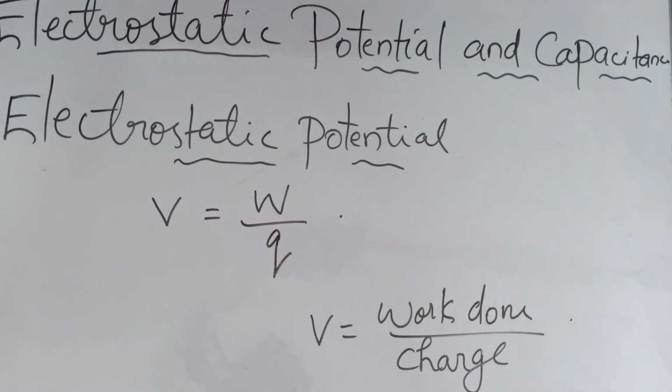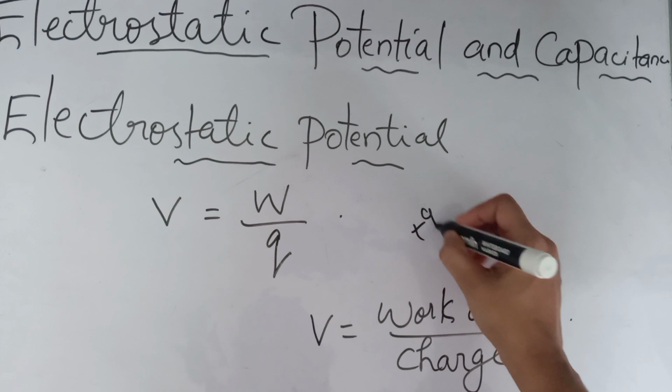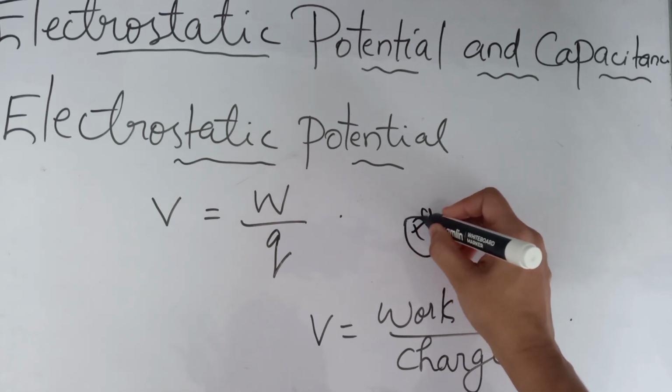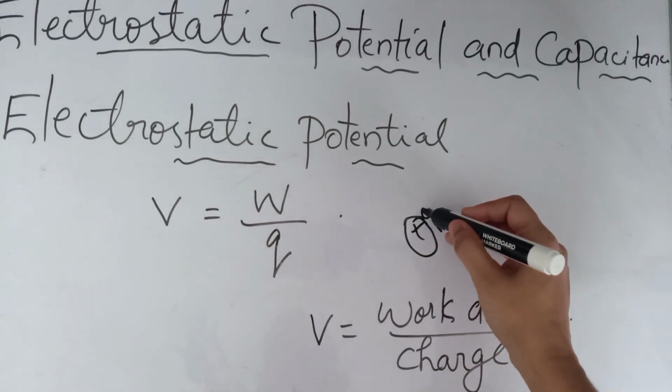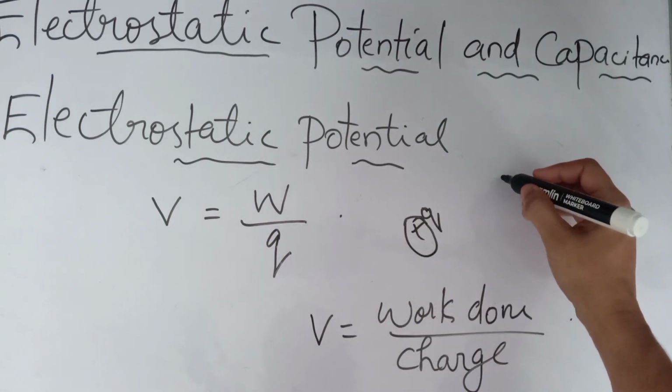So for understanding electrostatic potential we can consider a point charge. Here we have a charge plus q. Suppose this is the charge, and if we place a charge here, what will happen? There will be a field around this, right? And here we are placing a point.